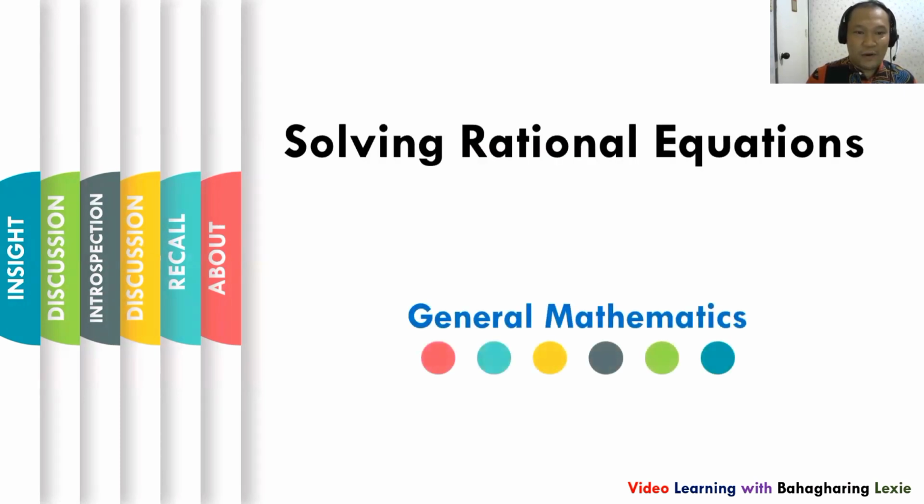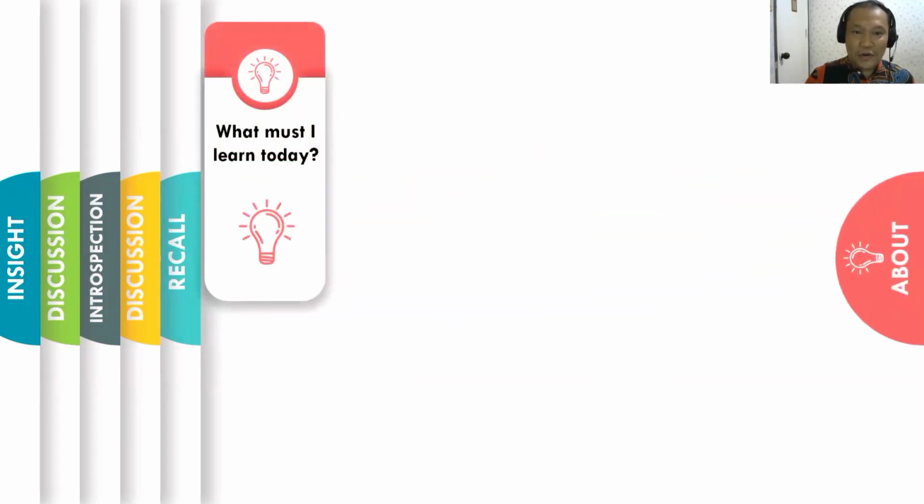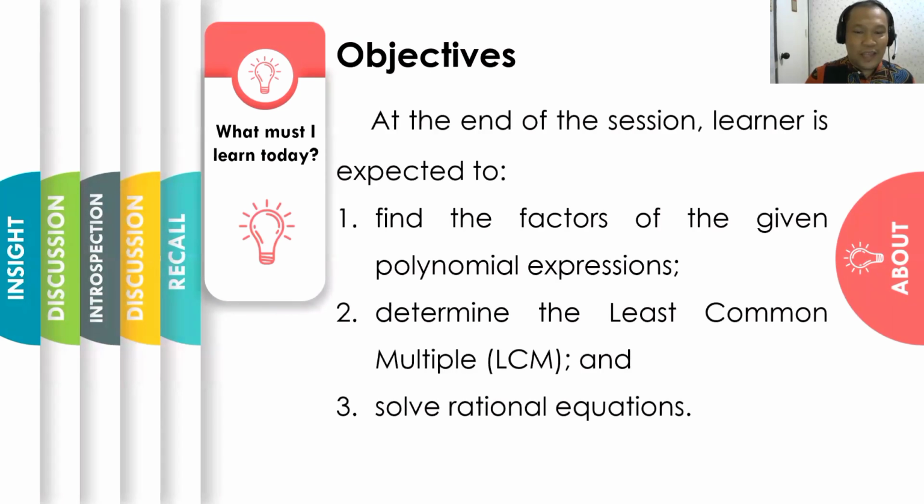And this day, what we are going to discuss is all about solving rational equations. And with this presentation, let us go with what are the expected competencies. Now, at the end of the session, learner is expected to: 1. Find the factors of the given polynomial expressions. 2. Determine the least common multiple. And 3. Solve rational equations.